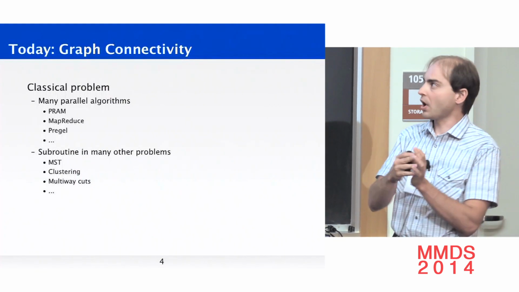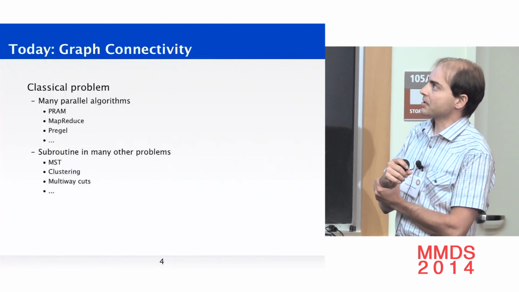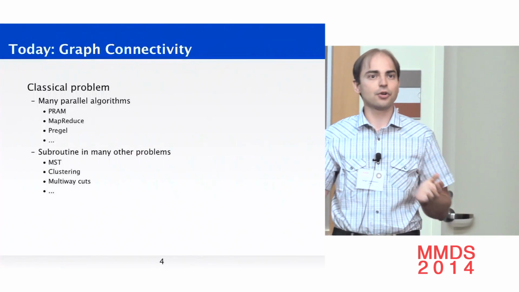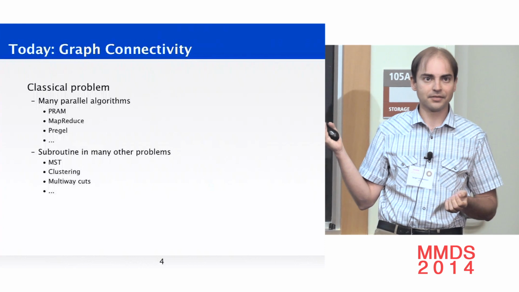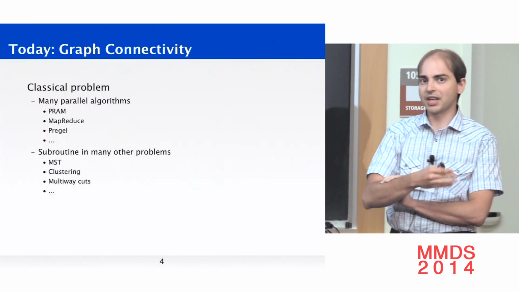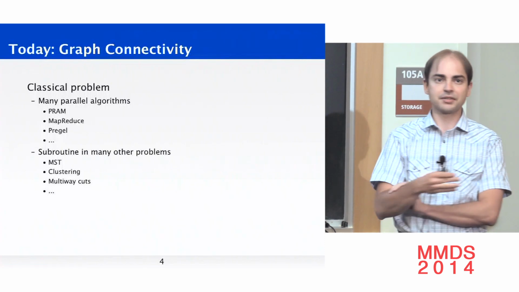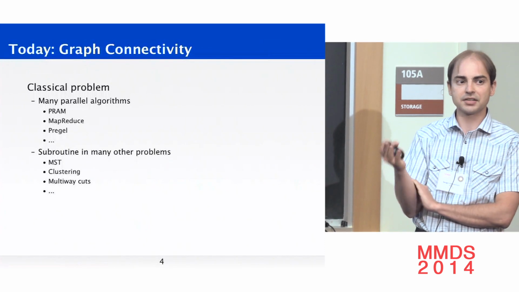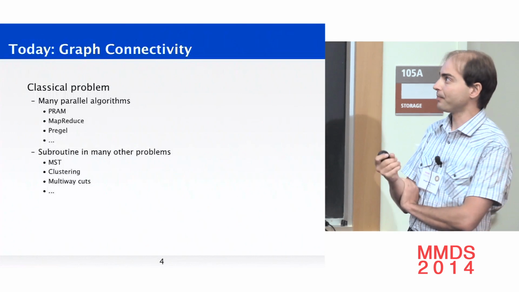Why is that important? Why are there all these different algorithms developed? Well, it's a subroutine for almost anything that you want to do with a graph. If you can't tell me the number of connected components in a graph, you can't begin to talk about clustering, spanning trees, cuts, and everything else that you want to do.